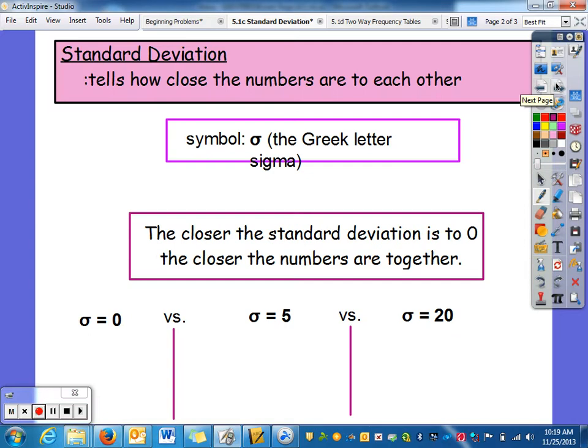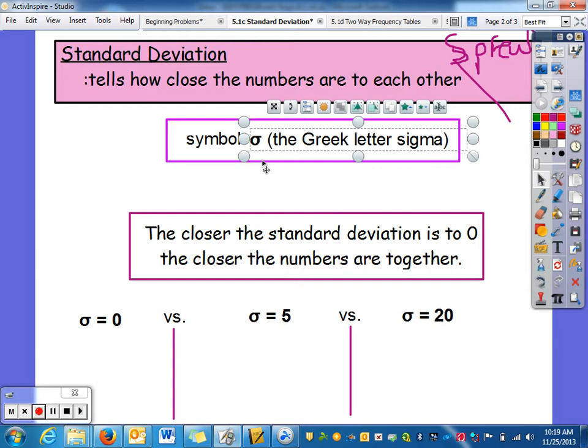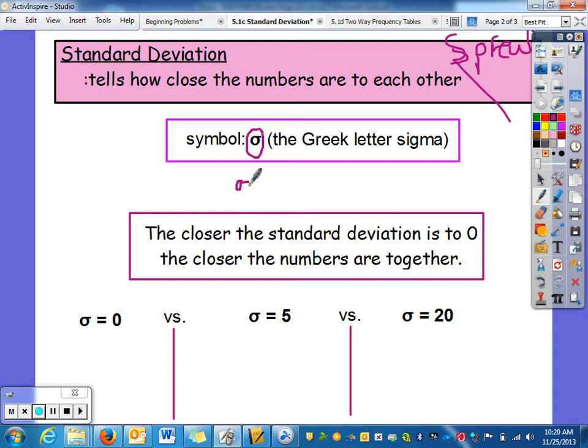So standard deviation tells how close the numbers are to each other. So in other words, it talks about the spread. Very poorly written, sorry. The spread of the data, how far apart or close they are together. For standard deviation, spread that out. The symbol for standard deviation is this right here. This is called sigma. If you ever see that symbol and it says equals, it's talking about the standard deviation.